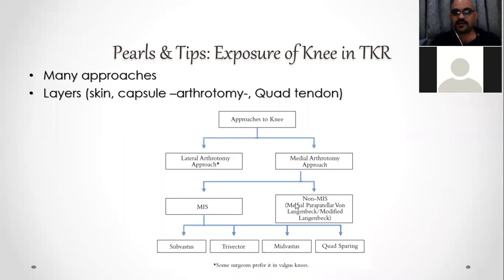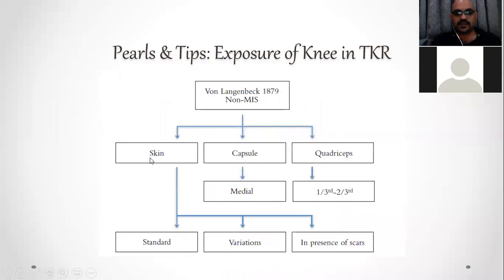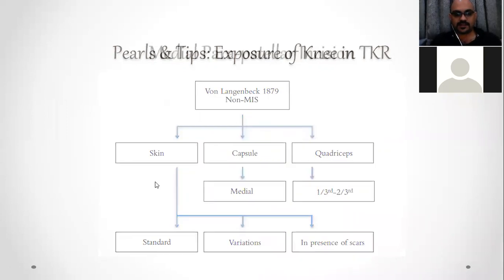The non-MIS is what we know as the medial parapatellar approach. We will see this schedule here regarding the skin, the capsule, and the quadriceps, how to take it up into one third and two thirds, and what the standard and variations are in the presence of a scar.